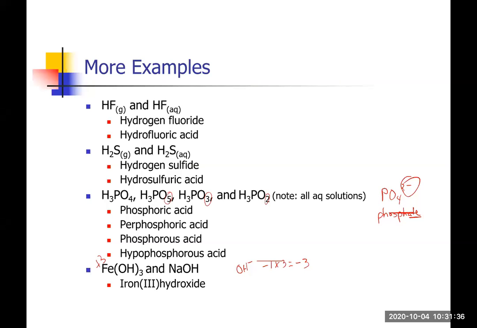Now the other one, NaOH, is going to be really straightforward because it's not a transition metal. So we say the full name of the least electronegative element, and then we add the word hydroxide. So that is sodium hydroxide.